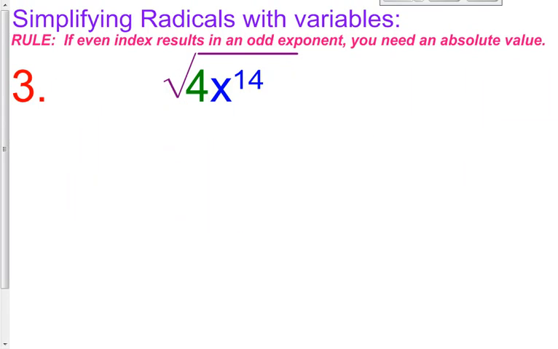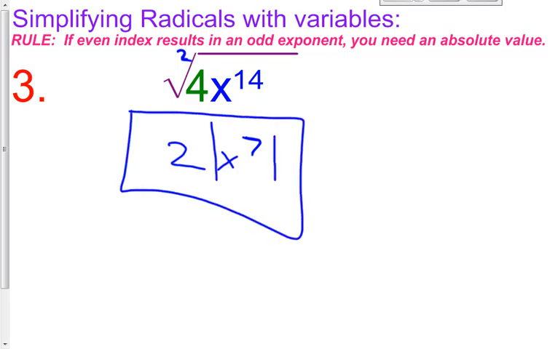All right, moving on to number 3. The square root of 4 is 2, and the square root of x to the 14th is 14 divided by 2, which is 7, or x to the 7th times x to the 7th is x to the 14th. Once again, you have an even index with an odd exponent. That's 7 right there, so you need absolute value signs around that. 2, absolute value, x to the 7th.